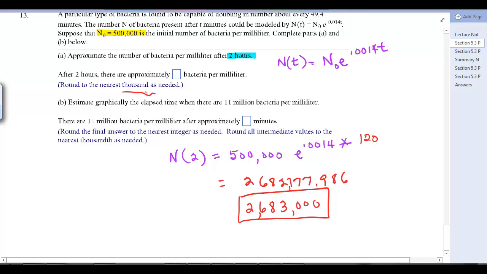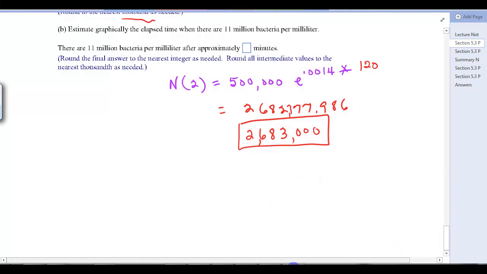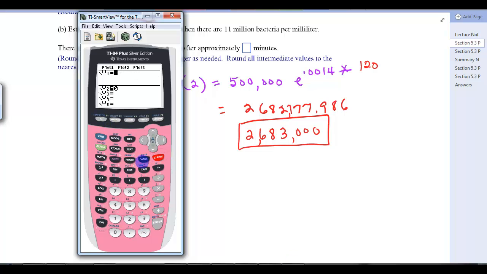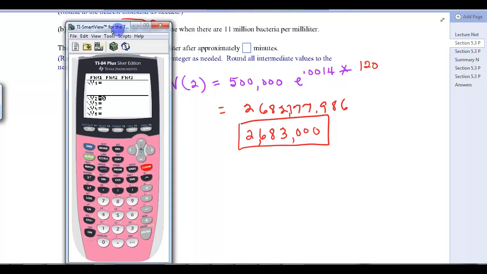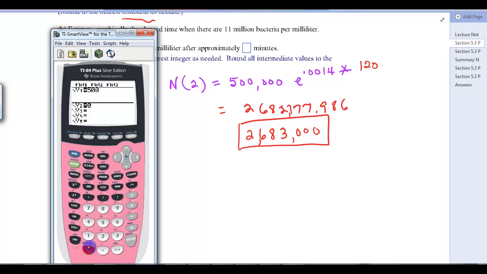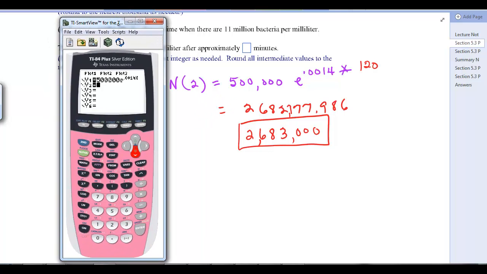All right, then it says estimate graphically the elapsed time when there are 11 million bacteria per milliliter. So to do that, we are going to use our calculator, and we're going to go to y equals, clear out what we got. In y1, we're going to put our original equation here, except that will have an x in it. All right, so we're going to put 500,000, and e raised to the 0.014x. All right, so we're going to put that. And in y2, we are going to put, what was our question? 11 million. All right, 11 and six zeros.